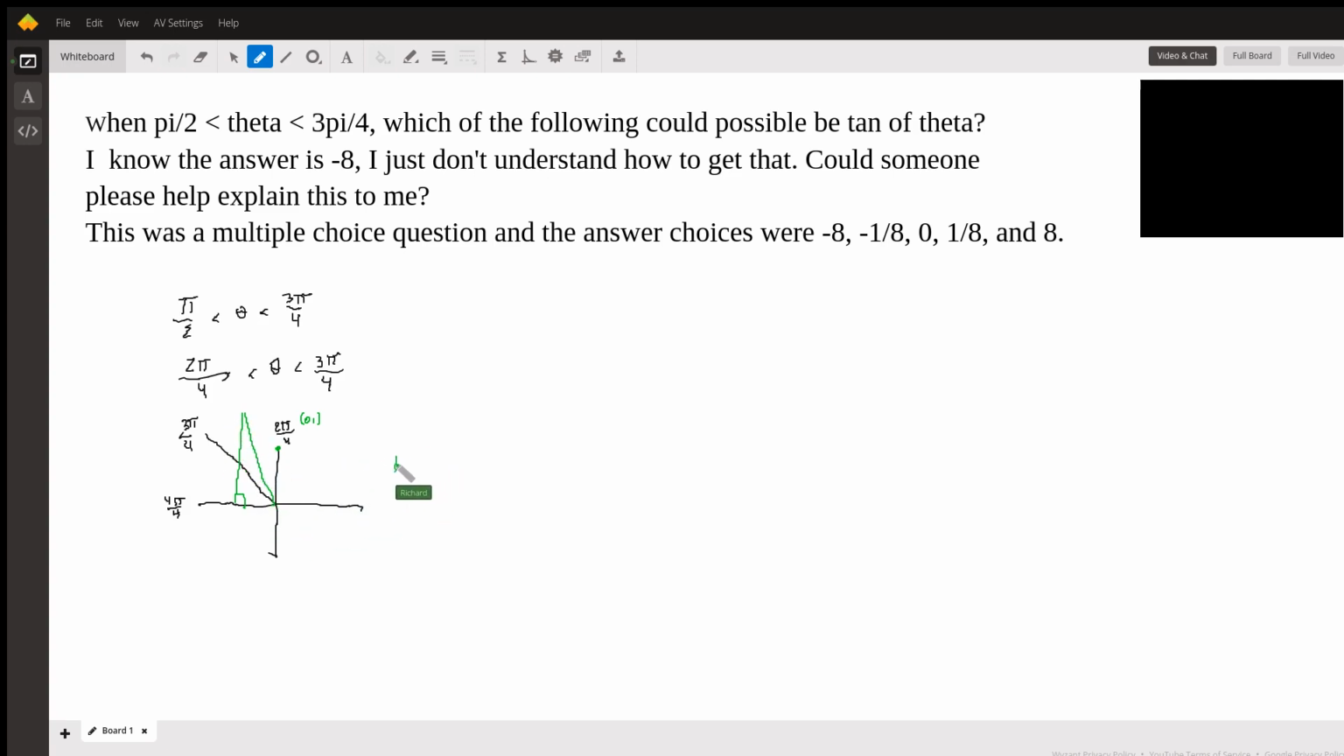So tangent is rise over run. And in this case, where we are with the green, the rise is going to be bigger than the run. So this is going to be greater than 1, the absolute value here, because the tangent is negative here. So the only thing that's negative with an absolute value bigger than 1 is -8.